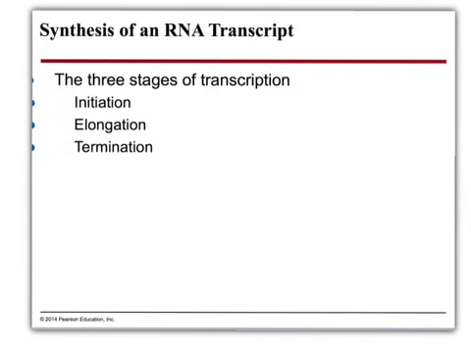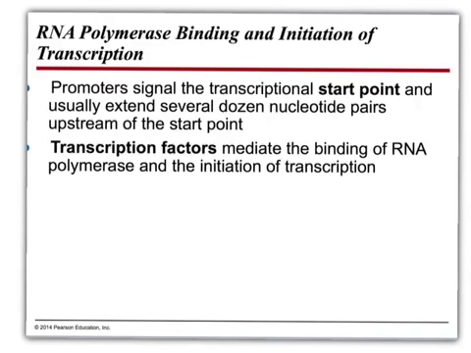So you have your 3 stages of transcription. We're going to talk about initiation. So we have promoters. Promoters are important in placing the RNA polymerase at the right start point. Get it lined up correctly so that it can do its job and produce the right sequence.